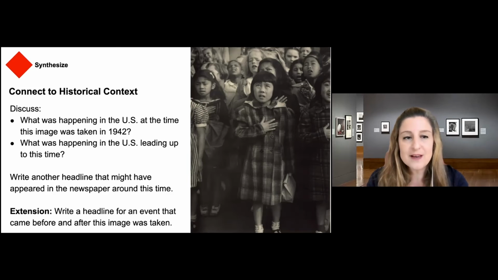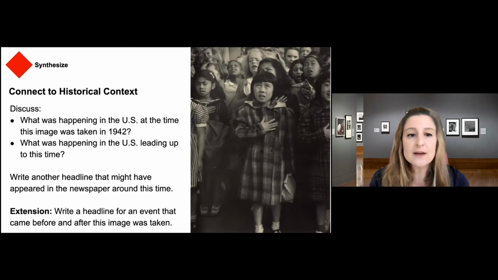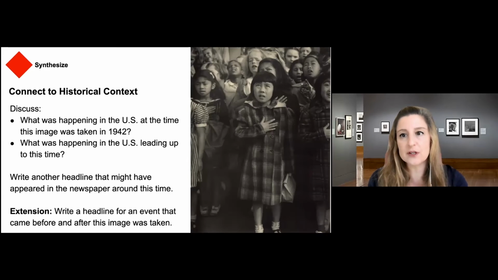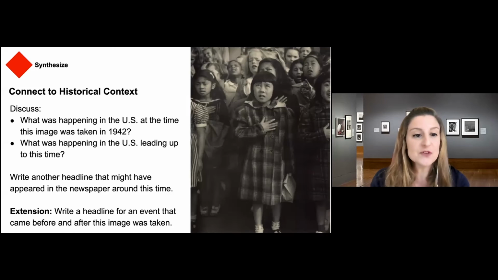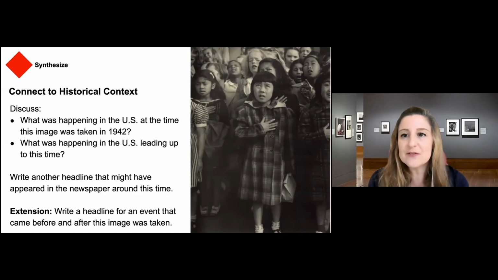So then the last step, connecting this to the broader knowledge that students may have and that you may have covered in your classroom, would be to write yet another headline, not related to this image, but related to something else that was happening at that time that you may have studied. So placing this image adjacent to other things that students have learned about. If they're really into it and you want to take it to the next step, you could also write headlines for events leading up to this time, and even for what might have happened next.